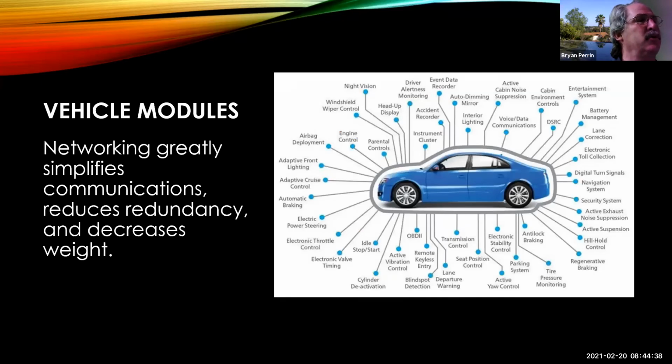So vehicle modules. This is just an example of some of the different modules that we might see on a vehicle. And obviously some of these modules, if you have one, you don't have the other. Again, speed is more expensive and it's less fault tolerant. So the engineers are balancing that out.